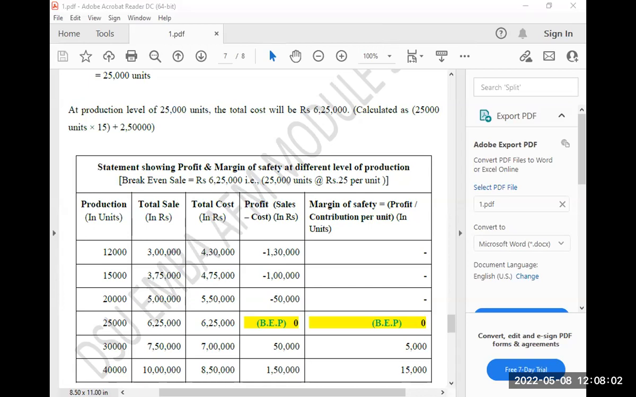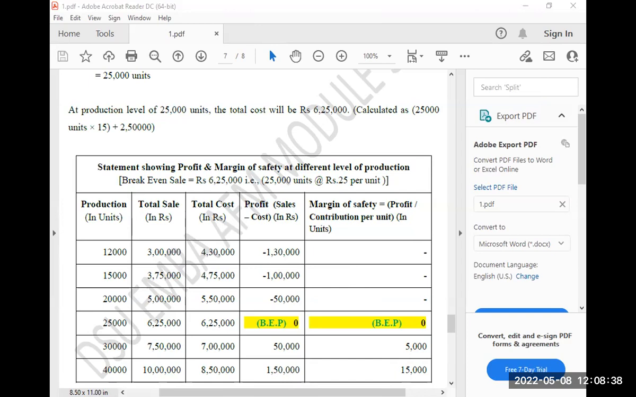Fixed cost how much? 6,30,000 plus 4,20,000, divided by 5. 6,30,000 plus 4,20,000 is equal to 10,50,000, divided by 5 is equal to 2,10,000 units. Okay. Next question.